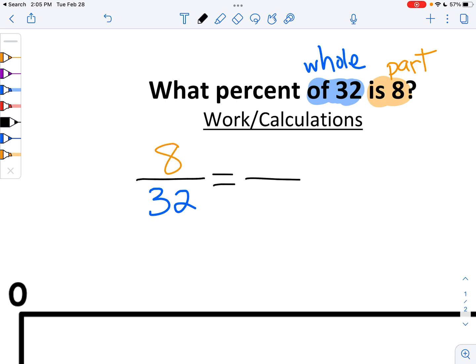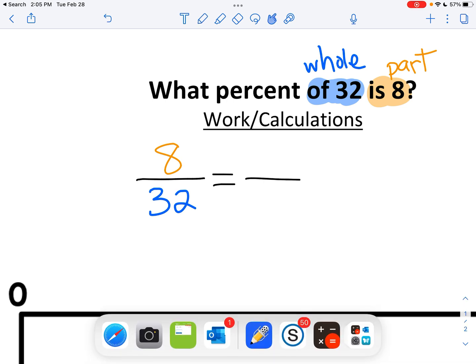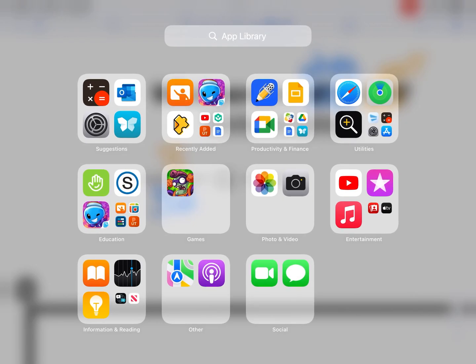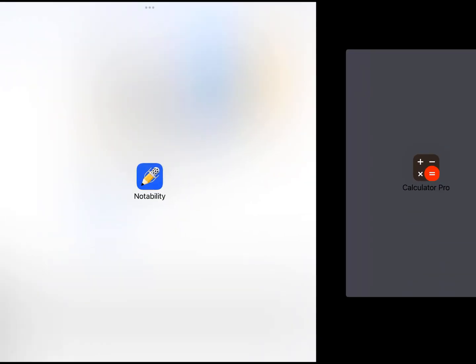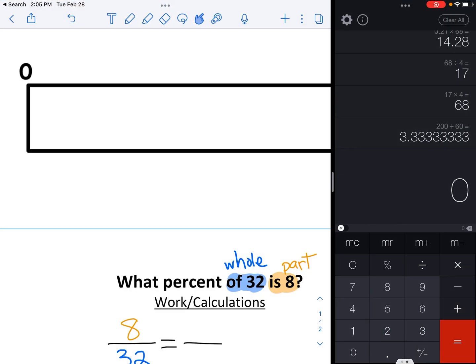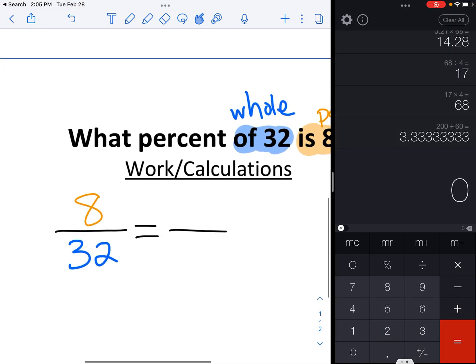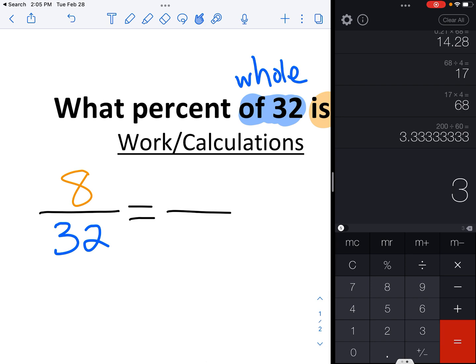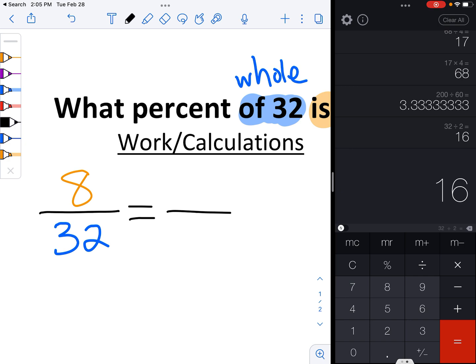Now I need to try to simplify this. So I am going to attempt to grab my calculator. Oh no, it went away. Here we go. I know that half of 8 is 4. So in my calculator, I'm going to do 32 divided by 2. Half of 32 is 16. So over here, I'm going to write divide by 2. Half of 8 is 4, and you just saw in my calculator, half of 32 is 16.